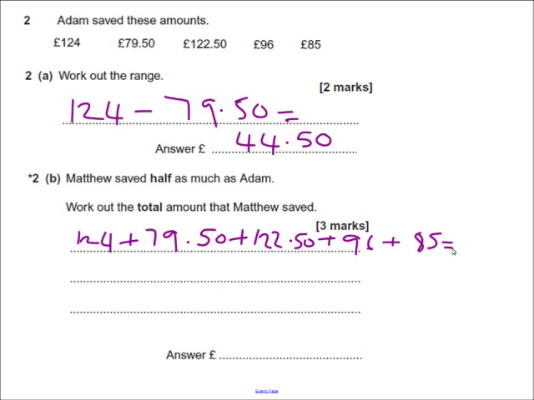When you put this into the calculator, you end up with £507, the total that Adam saved. So Matthew saved half of that, 507, and we divide it by 2. Again, take no chances. Put it in your calculator and you end up with £253.50, which again you must write on your answer line.